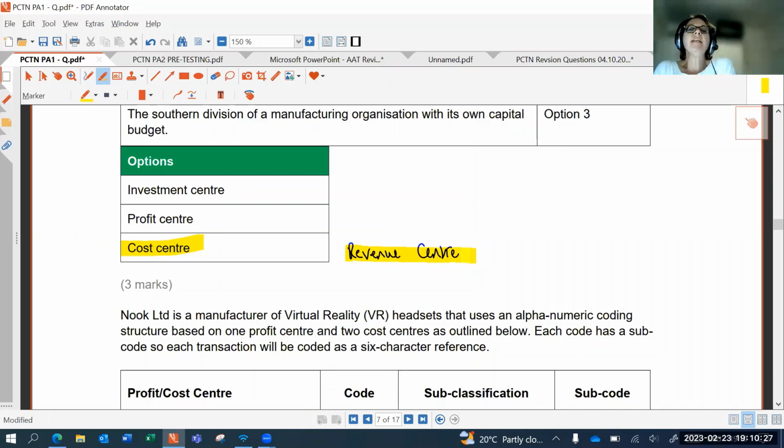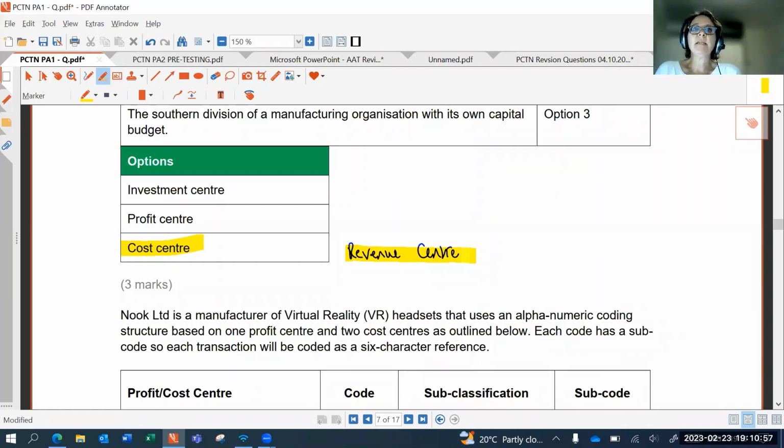Now, a profit centre would be like the cost centre and the revenue together. So if we made our manager responsible for both the cost of things and the revenue, then we would set them up as a profit centre. So a profit centre is where the manager is now responsible for the profit, not just the cost and not just the revenue, but the profit. So this manager has more responsibility than the cost centre or the revenue centre manager.